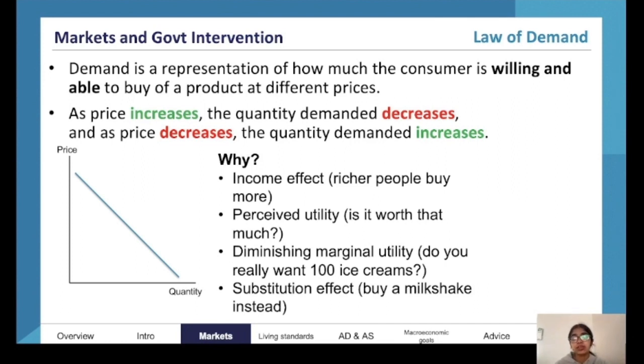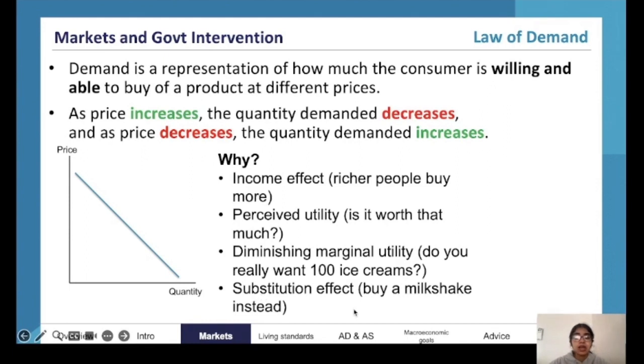If you eat one, you're really happy, you really enjoy it. But the more you eat, the less satisfaction you get from it. The more you eat, you might start feeling sick, you might start feeling like you don't really like ice cream anymore. So that's pretty much the concept here. Diminishing marginal utility is the more you buy, the less satisfaction you start to get. So that's why even if price increases, you start to have less satisfaction.